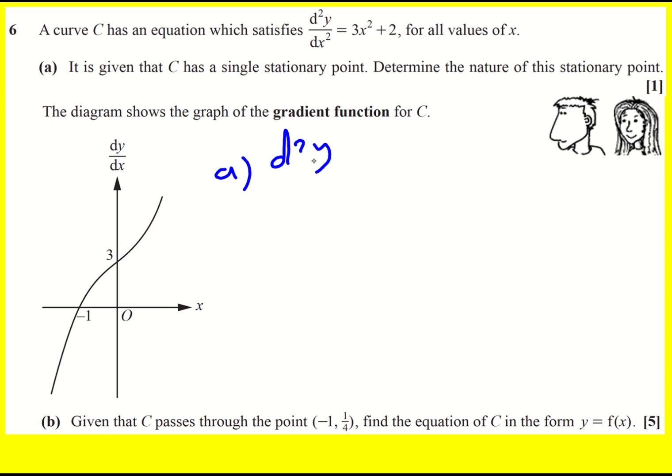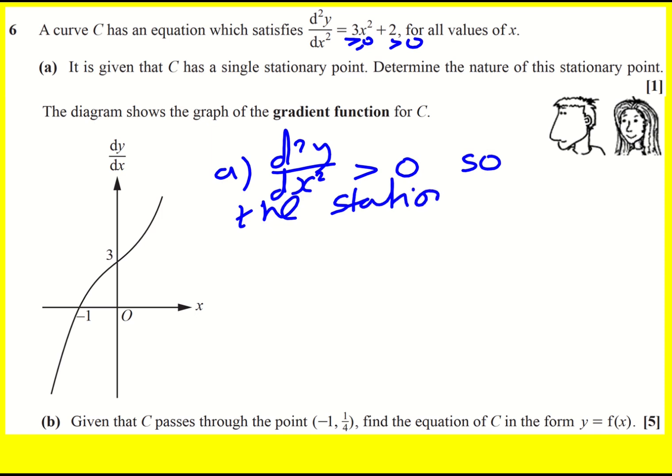Well, we can look at the second derivative for that and just see if it's going to be positive or negative. And actually, 3x squared is always positive or 0, greater or equal to 0, whereas 2 is always greater than 0. So overall, d2y by dx squared is greater than 0, so the stationary point is a minimum.